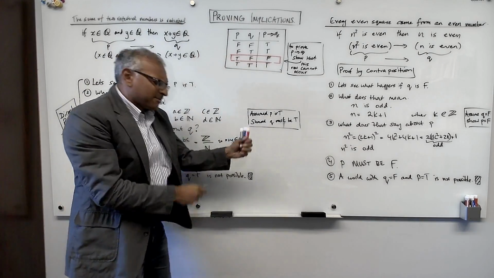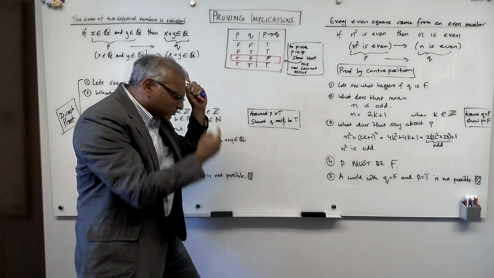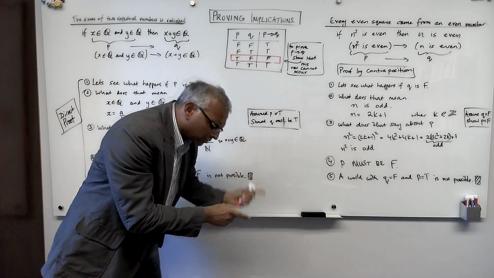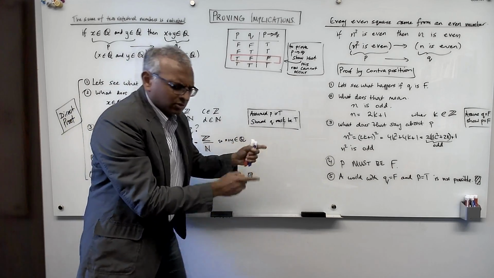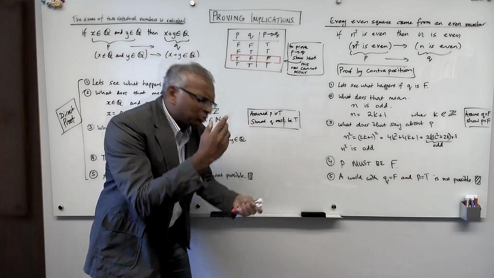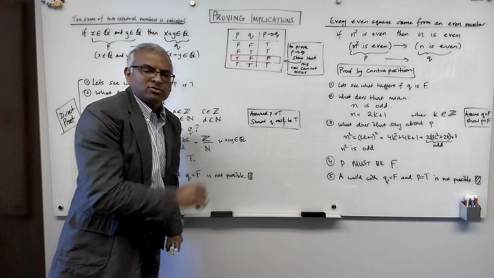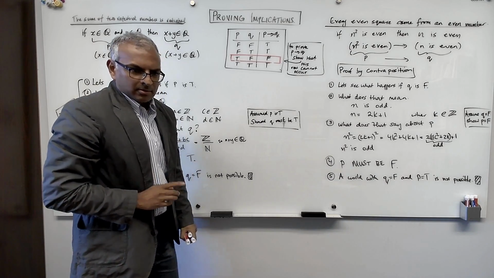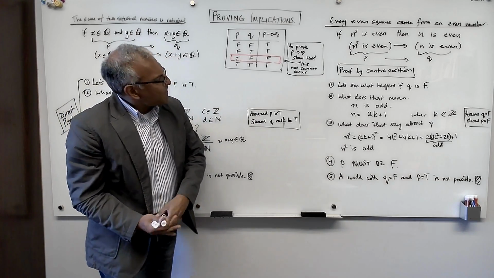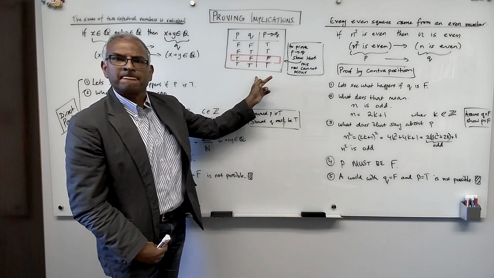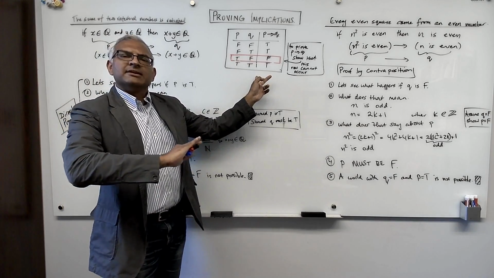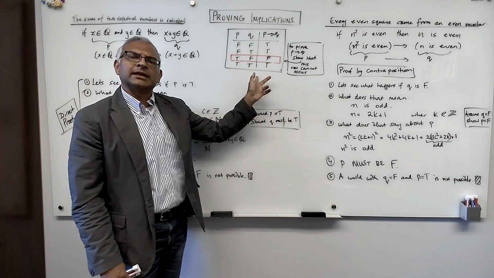So you're sitting in the exam and you have to prove an implication. Am I going to assume that P is true and show Q is false? Am I going to assume that Q is false and show that P is true? How do I do it? What's the mechanics? I forgot. Don't panic like that. Go back to the truth table. And that's the fundamental reasoning behind proving an implication.